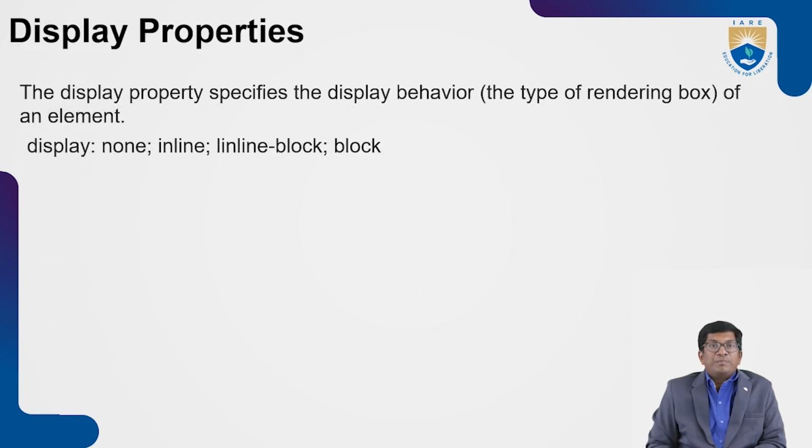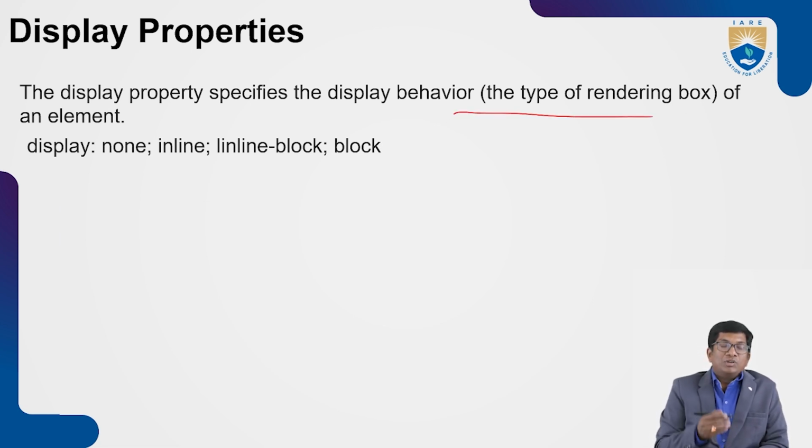Next, display properties. Very important. The display property specifies the display behavior of an element, how to display the content. Display colon none means nothing is displayed. Otherwise, whatever your text is, it is displayed as it is.